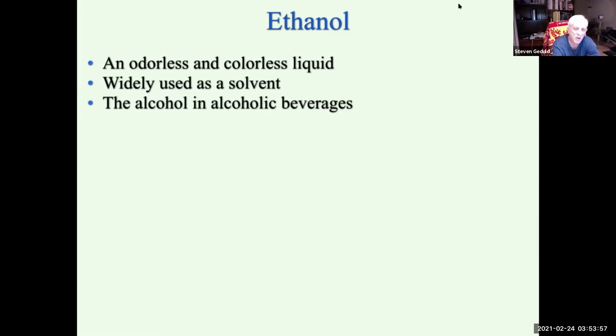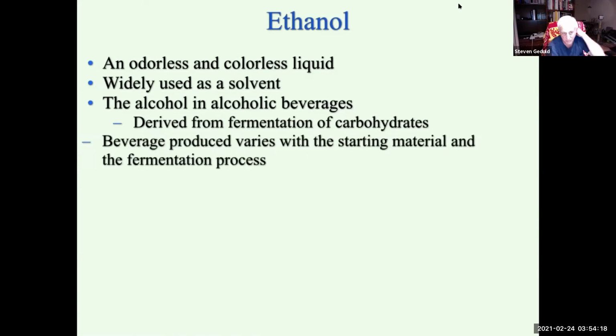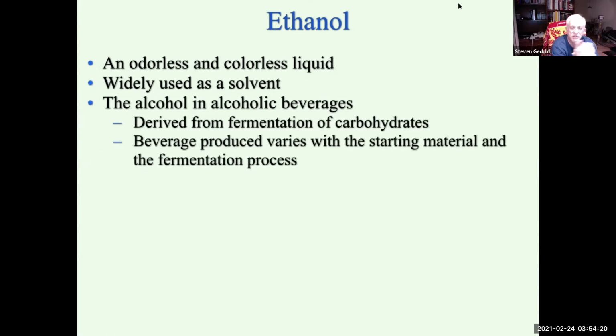It is the alcohol in alcoholic beverages, whether you're drinking scotch, bourbon, whiskey, brandy, vodka, whatever you're drinking, ethanol is the alcoholic part of it. That's the part that gets you the buzz feeling. It is derived from fermentation of carbohydrates. That's how we synthesize ethanol. Okay. Beverage produced varies with the starting material and the fermentation process. So depending how we ferment it and what we use to start with gives us our different alcohols.